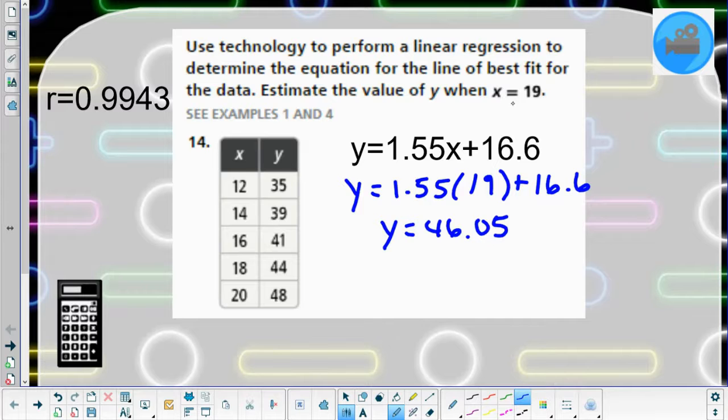So if we're looking at this, when x equals 19, 19 is not in my x values, but it would be somewhere in between here. Does it make sense that roughly 46 would fit in between 44 and 48? Yes, it's right on trend. So I know that that is an accurate, appropriate estimate for that value.